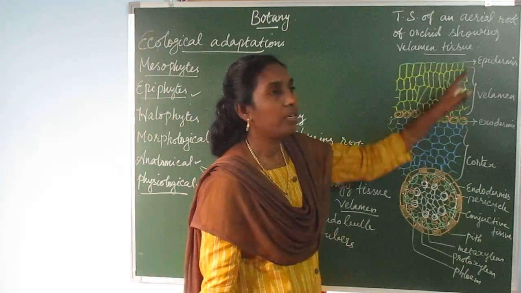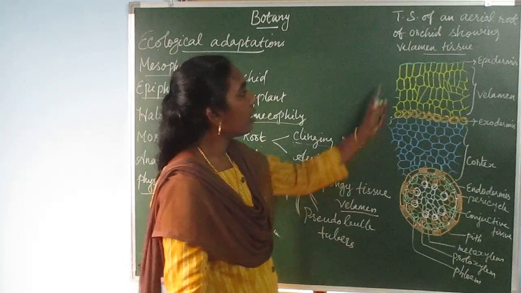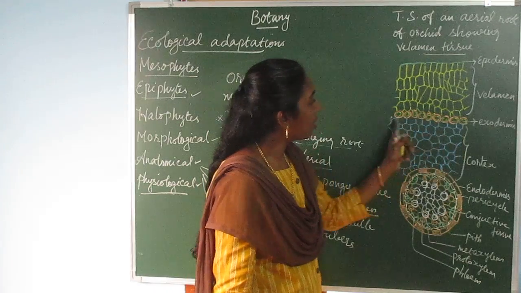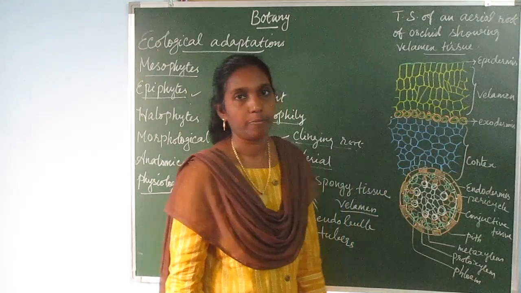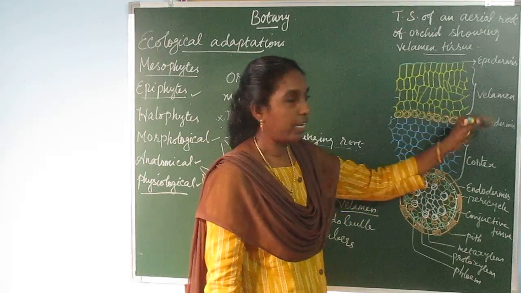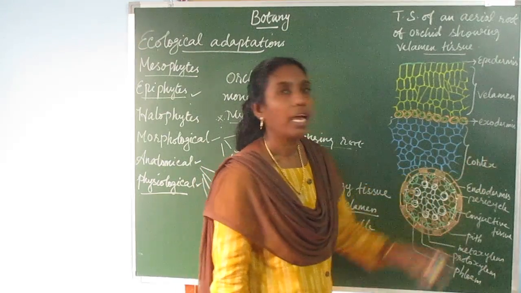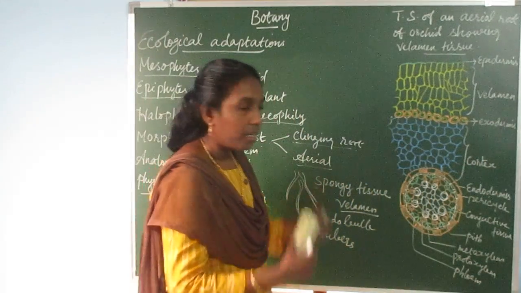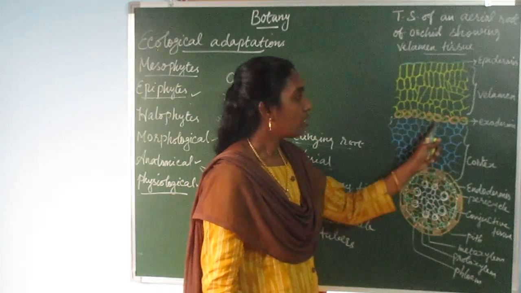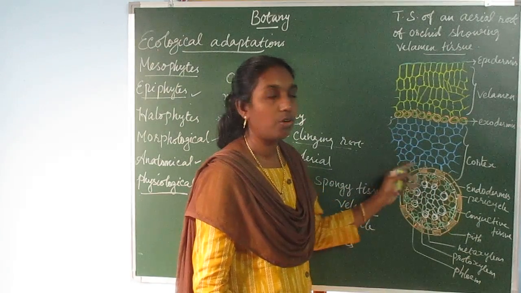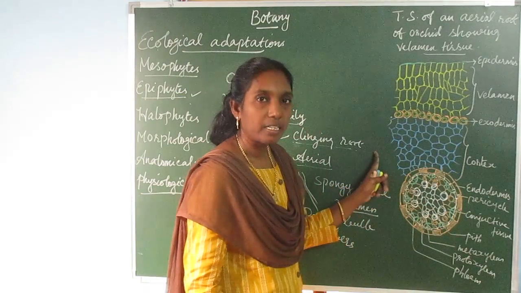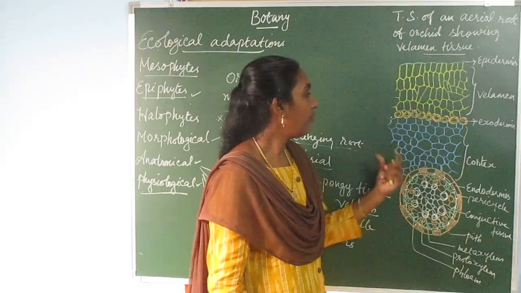And there is a thick cuticle present. After this epidermis, there is a thick cuticle. Inner to this velamen tissue, there is a layer. This layer is called exodermis. Beneath this exodermis, there are a number of parenchymatous cells. This region is known as cortex. Cortex is made up of a number of parenchymatous cells to store the food materials.